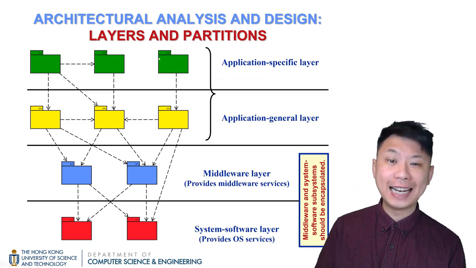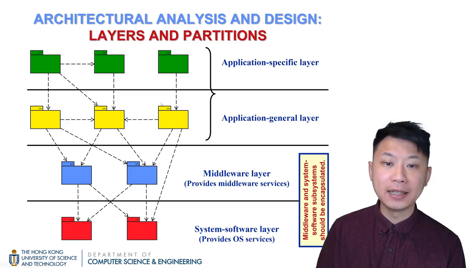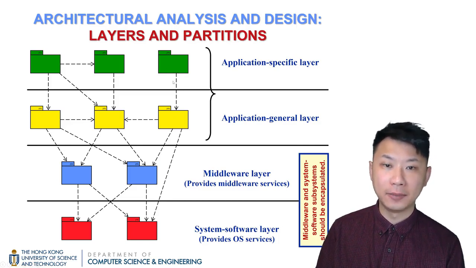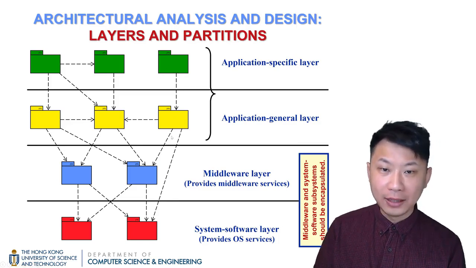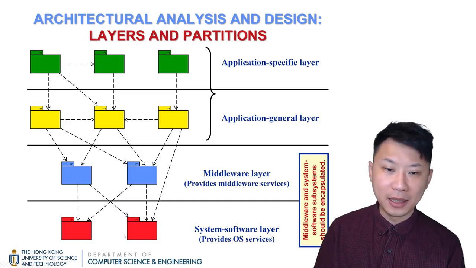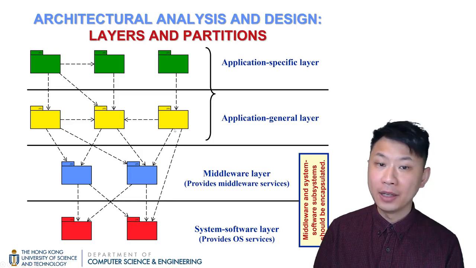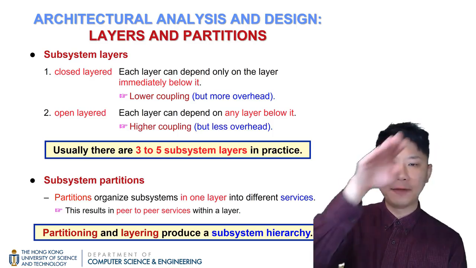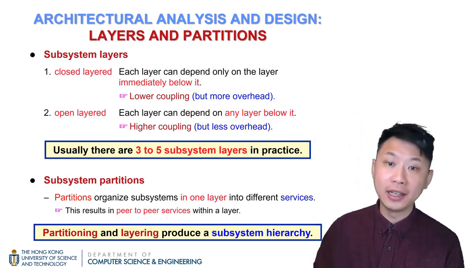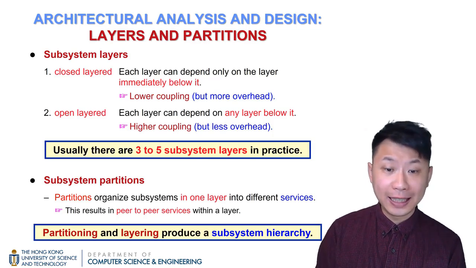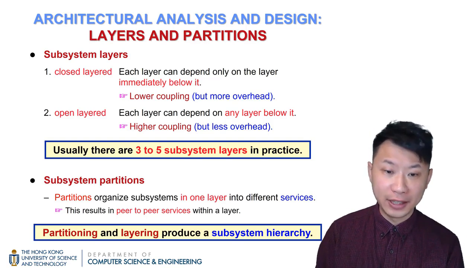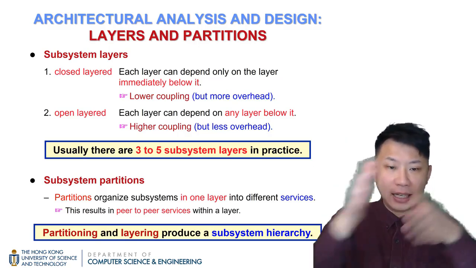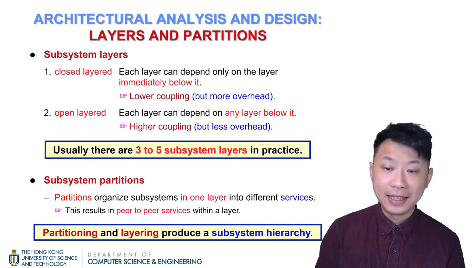In this example, you can see that this green subsystem is connected to another subsystem which is immediately below it. So this is an example of a closed layer subsystem. And for this yellow one, you can see that it depends on another subsystem which is not immediately below it. So this is an example of an open layer subsystem. Usually within a system, we will have 3 to 5 subsystem layers in practice. The partitions will organize subsystems in one layer to provide different services, and this results in peer-to-peer services within a layer. Partitioning and layering will produce a system hierarchy.